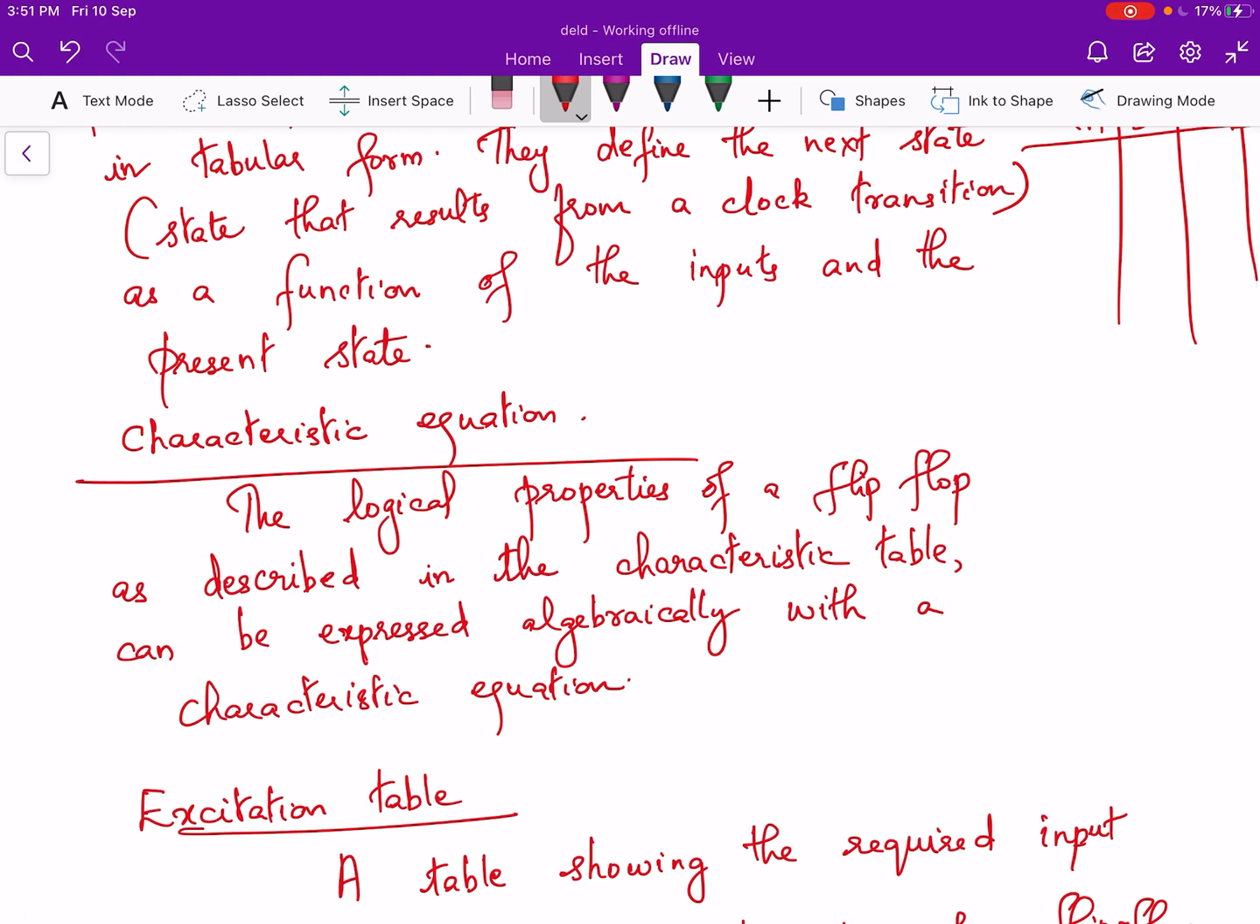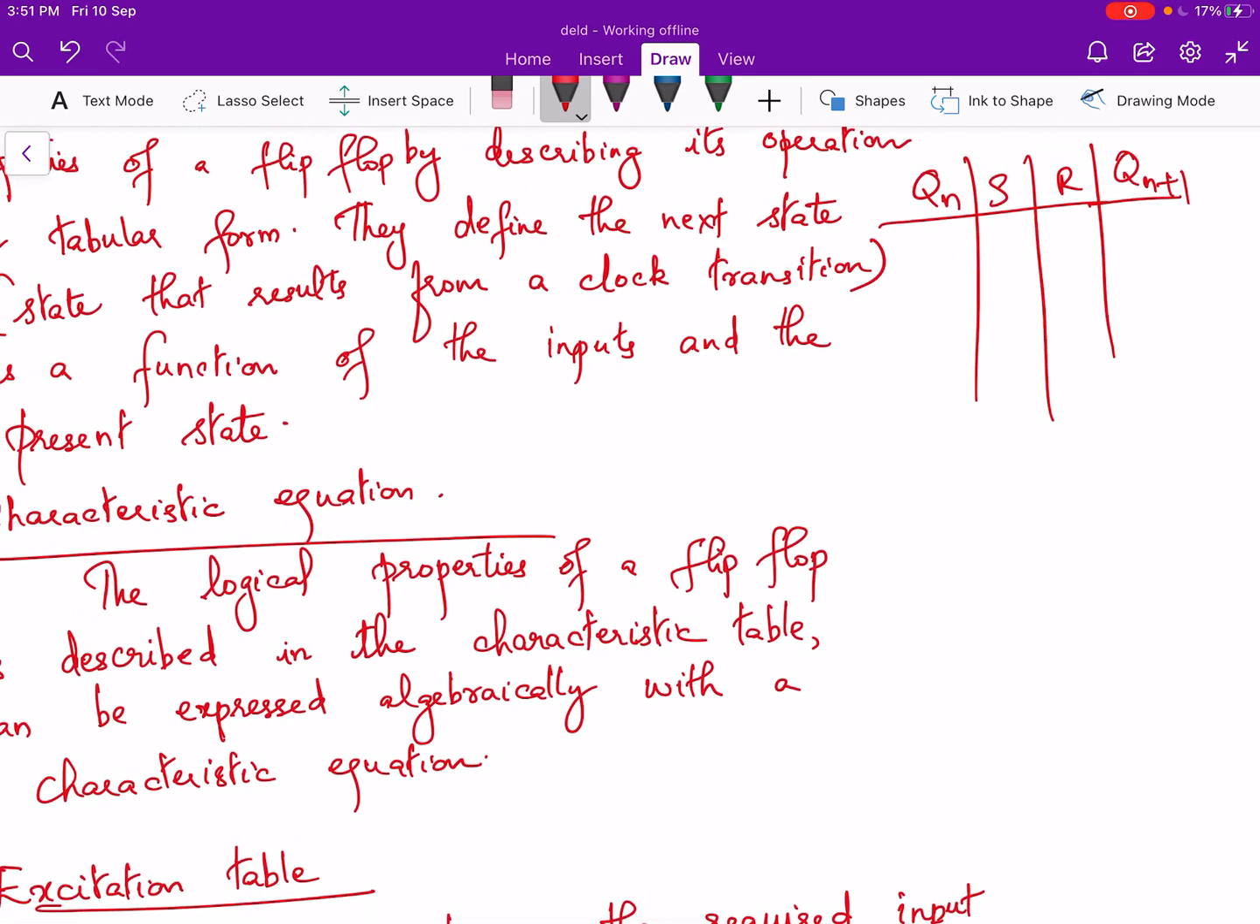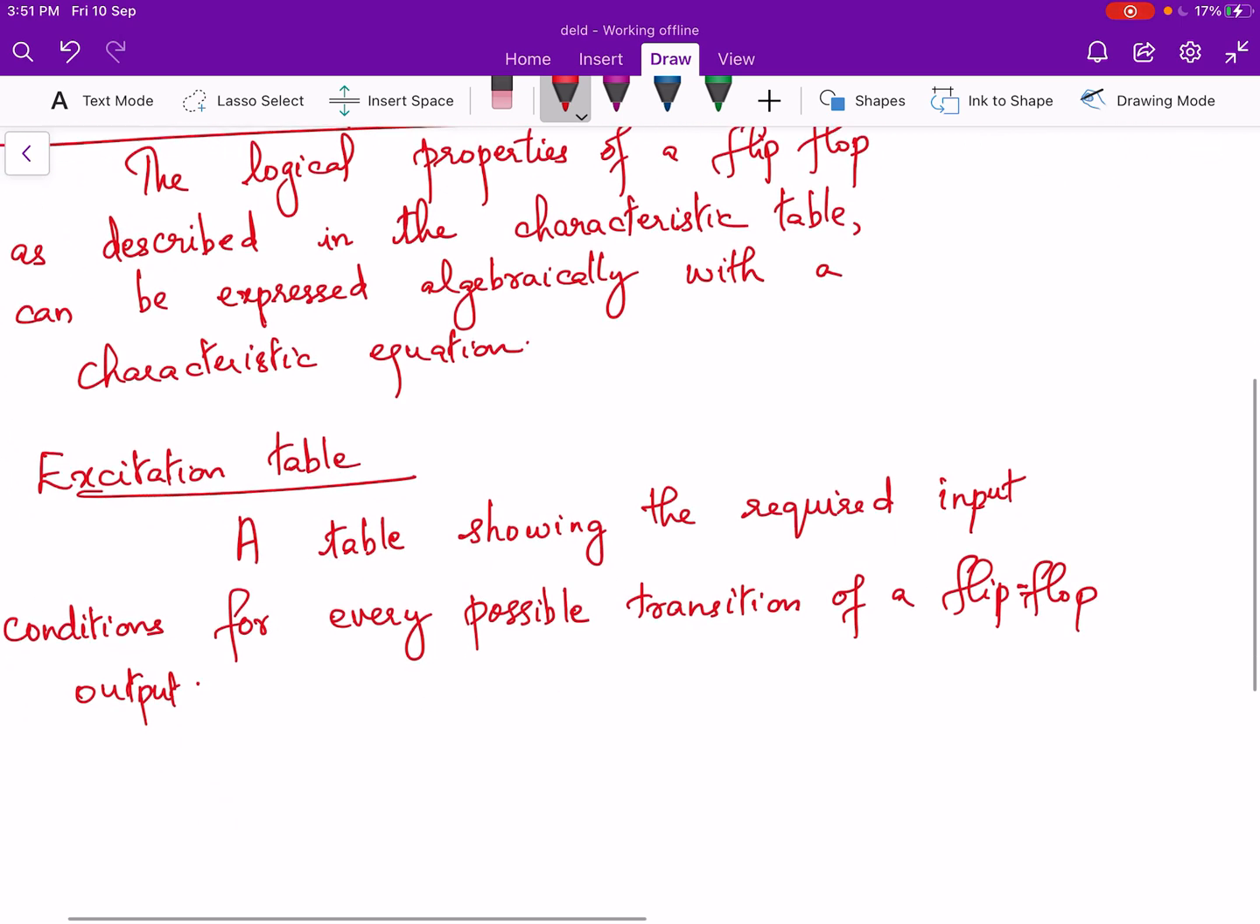Next is the characteristic equation. Characteristic equation means the logical properties of a flip-flop as described in the characteristic table can be expressed algebraically with the characteristic equation. So here in this table we are writing Qn plus 1 in terms of Qn, S and R in a tabular form. If we write Qn plus 1 in terms of Qn, S and R in algebraic form, then that is called the characteristic equation. So we can draw the K-map corresponding to Qn plus 1 and we will get the simplified logical expression corresponding to Qn plus 1 in terms of Qn, S and R, and that will be the characteristic equation.